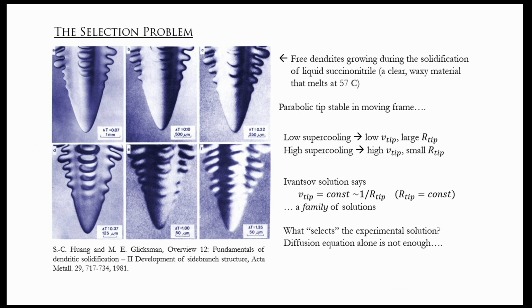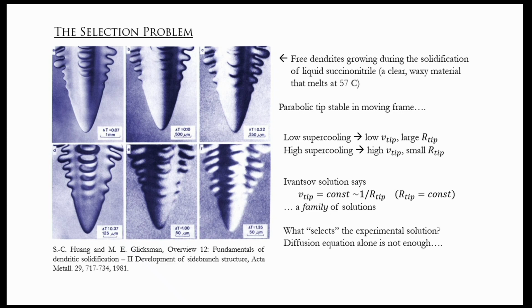So you start by growing, in this case, these are dendrites growing by solidification of a liquid, succinonitrile, just some nice, convenient experimental material, nice, convenient temperature. And you grow free dendrites and you focus on the tip, and you find, lo and behold, you have a fixed paraboloid growing in a moving frame, and everything's just hunky-dory. But if you grow them slowly, you get a low velocity and a large tip radius. And if you grow them at high supercooling, you get a high tip velocity and a small tip radius.